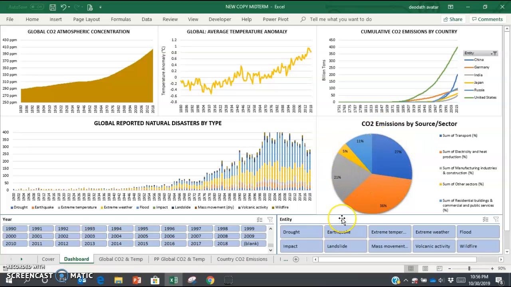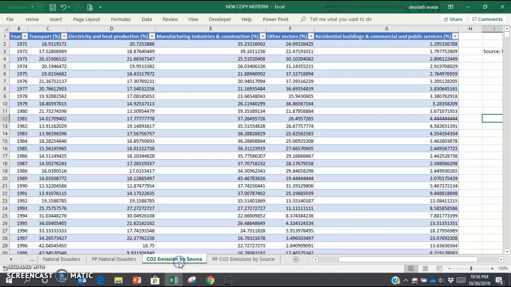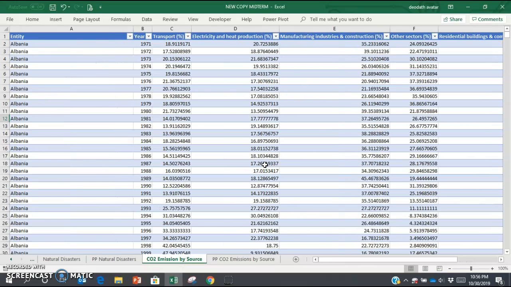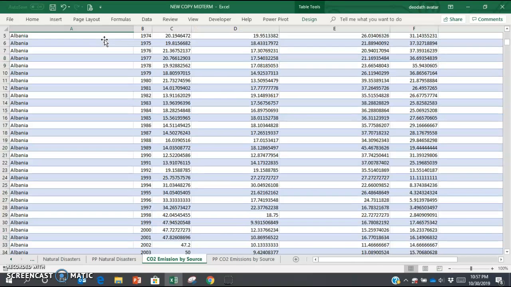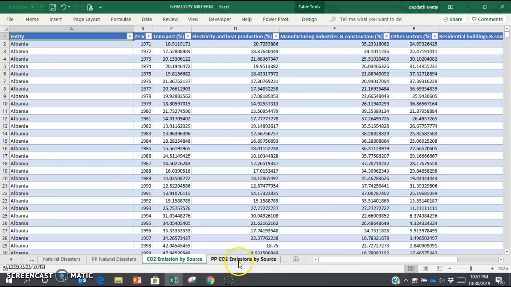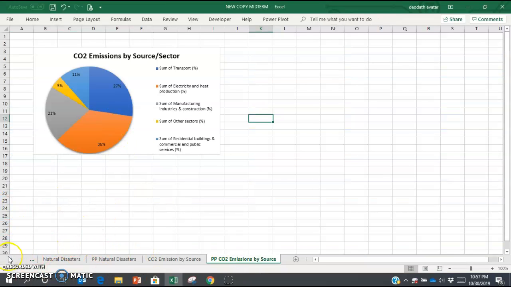And lastly, I wanted to take a look at CO2 emissions by source or sector. The data for that is over here. In this chart, I have again all the countries and the amount of CO2 emissions they have emitted per source. Again, this chart has a lot of data. I needed to add it to the data model in Power Pivot and manipulate it. That's how I was able to derive this pie chart over here.